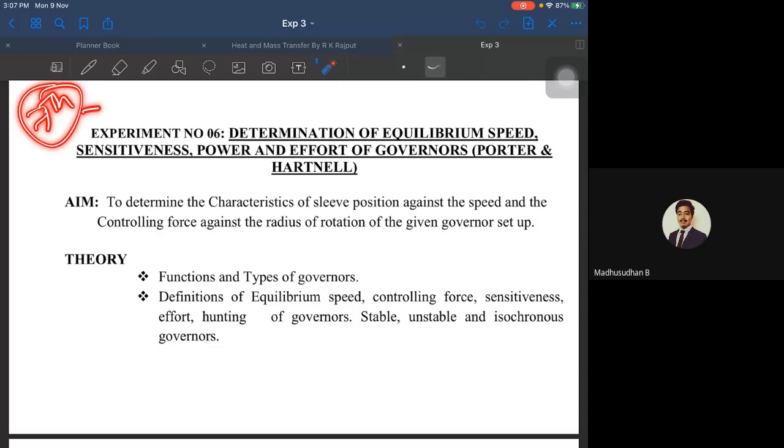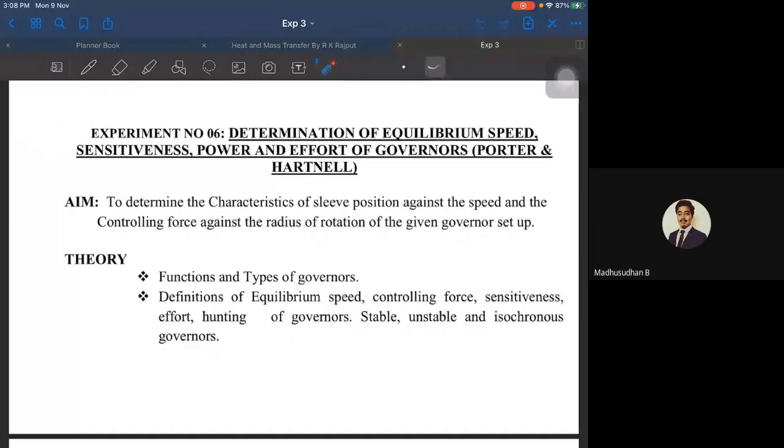Okay, so today we'll discuss one of the experiments in your design lab, which is the seventh experiment, known as the governors. You have studied governors previously, I guess. Why is it used? What is the principal reason behind the usage of governors?